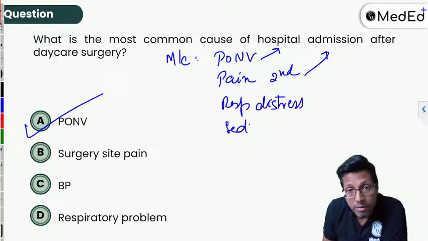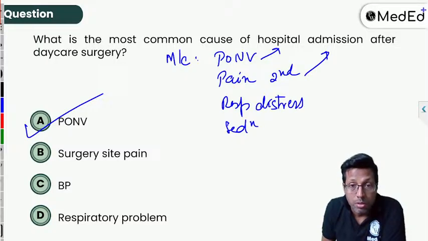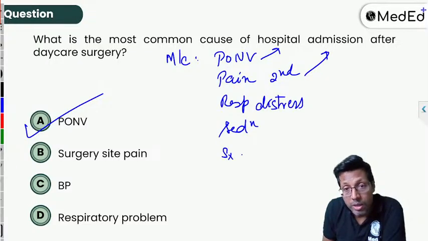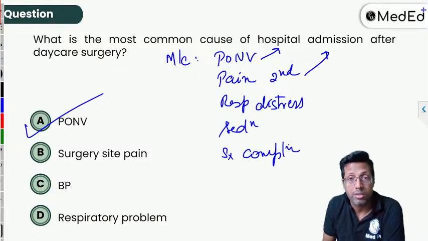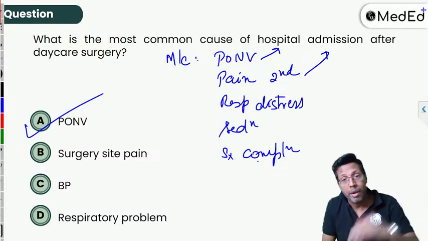Patient might be sedated, right? And of course, breathing might be compromised. There is respiratory distress that can take place. Also, there can be surgical complications like bleeding. This may be one of the causes for readmission, meaning the patient has gone home and then come back again.